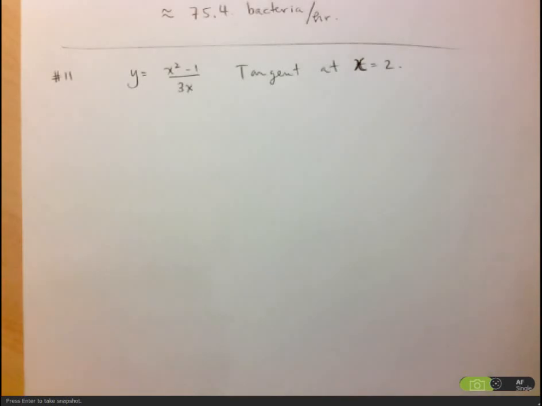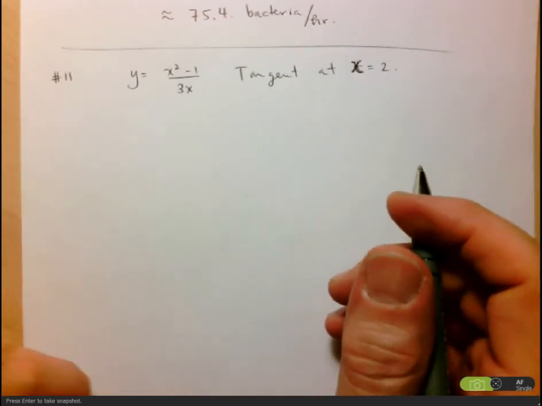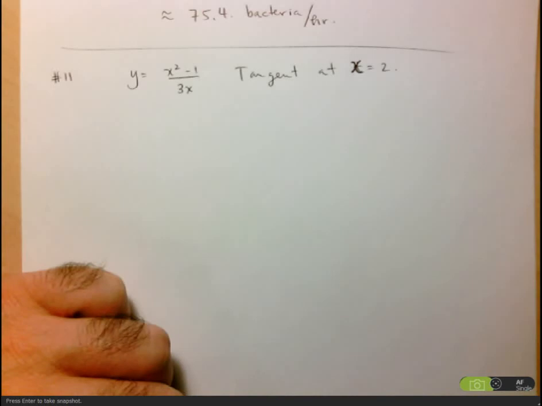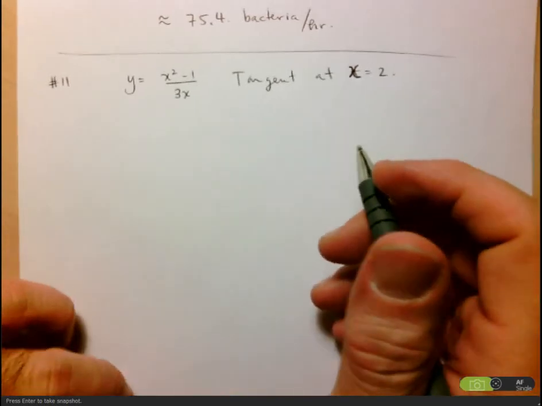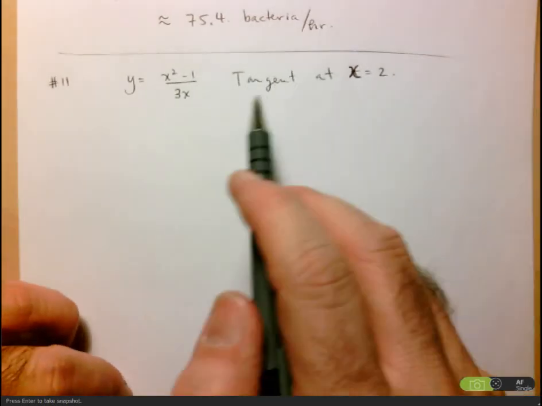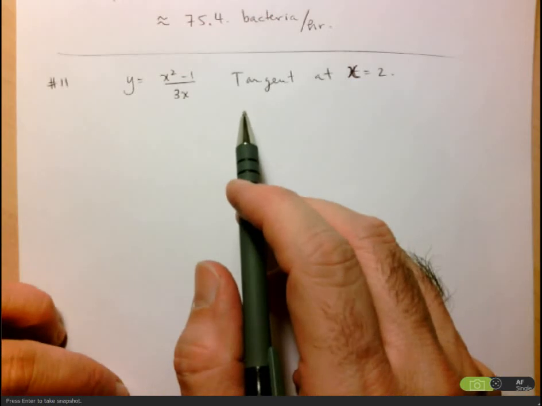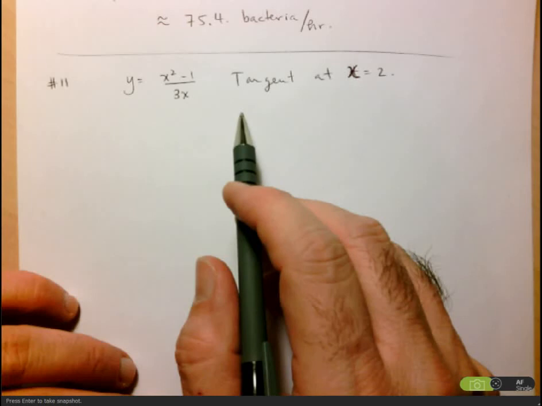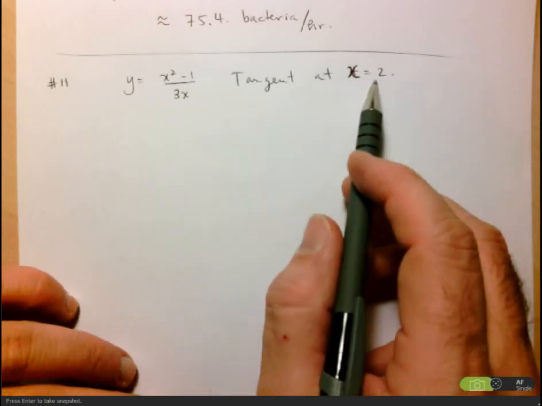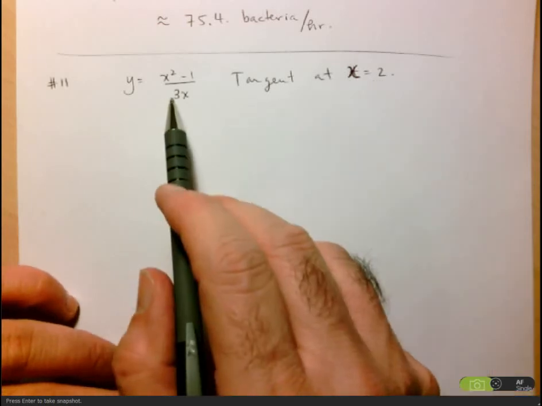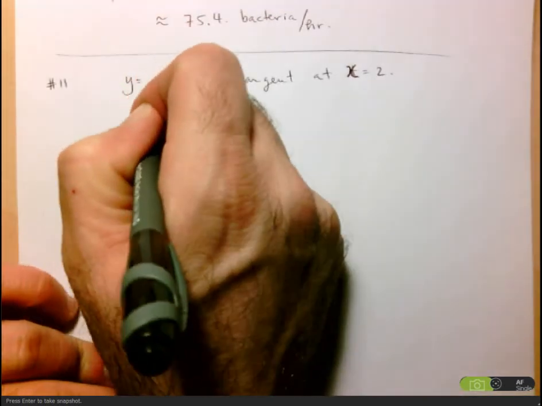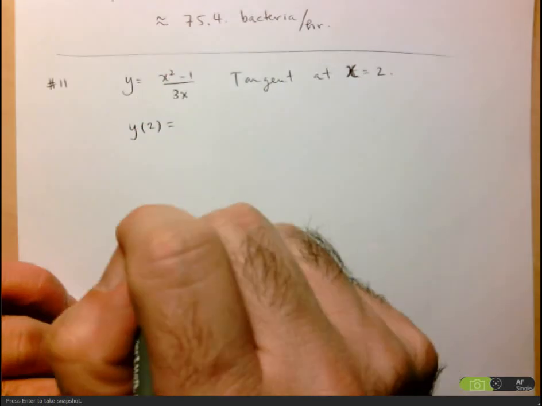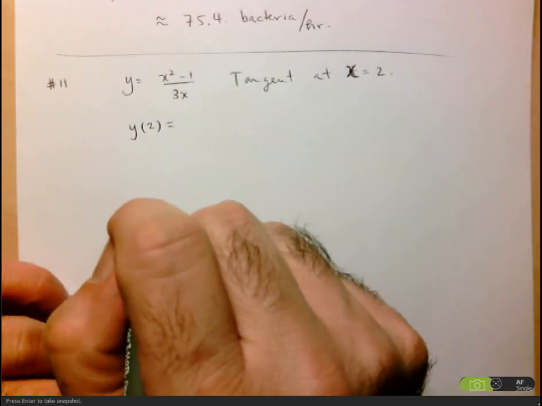Okay, folks, the last question we're going to look at is number 11, still from page 150. So they want us to find the equation of the tangent to this curve at x equals 2. So in order to find the equation of the tangent, we need a point and we need the slope. Okay, so let's find the point. Since x is equal to 2, and the curve as well as the tangent line will share the same point, we just have to calculate y at 2 to find a point on the curve and the tangent line.